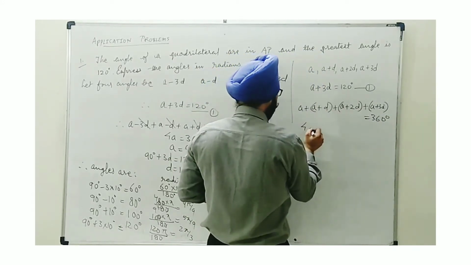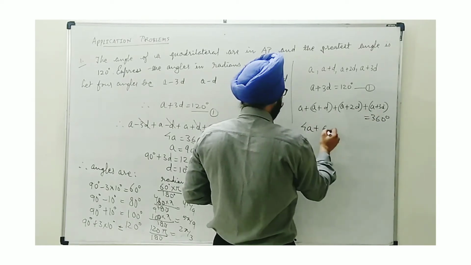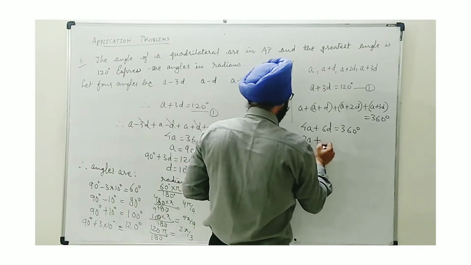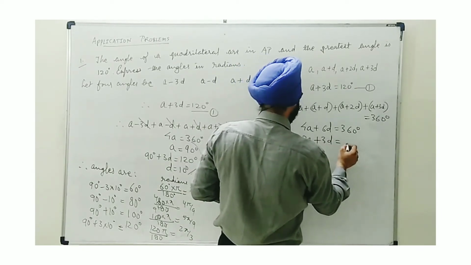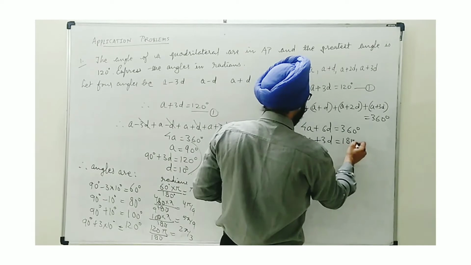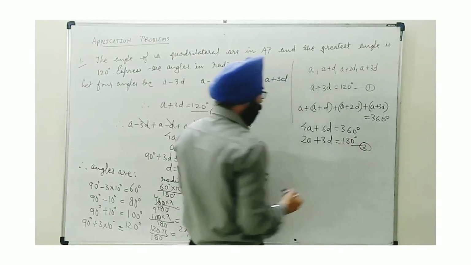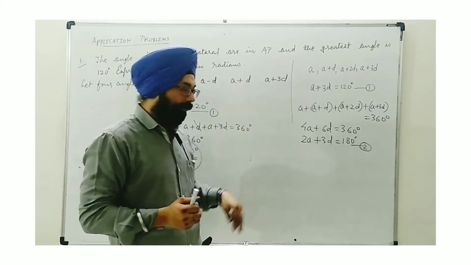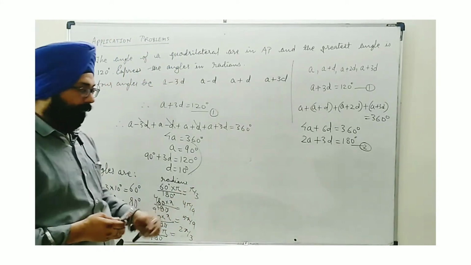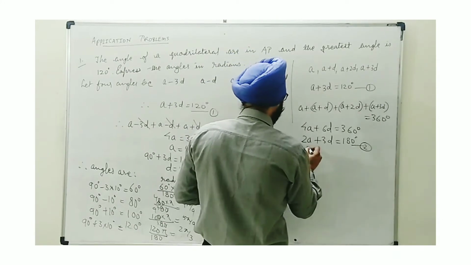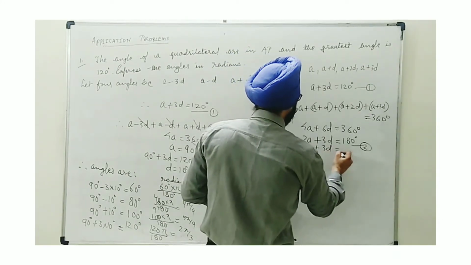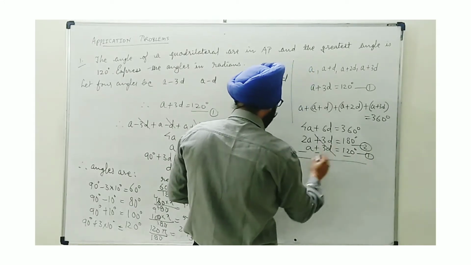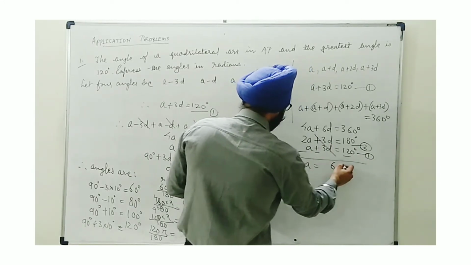Simplifying, this is 4A plus 6D, and this is 360. Solving, we get 2A plus 3D, this is 180 degrees. Now equation number 1 and 2 can be solved by the linear equation method, and still we get the values of A and D, and the same thing we can obtain. Solving, if I write equation number 1 and apply the elimination method, I'll get the subtraction, we cancel it out. A comes 60 degrees in this condition.